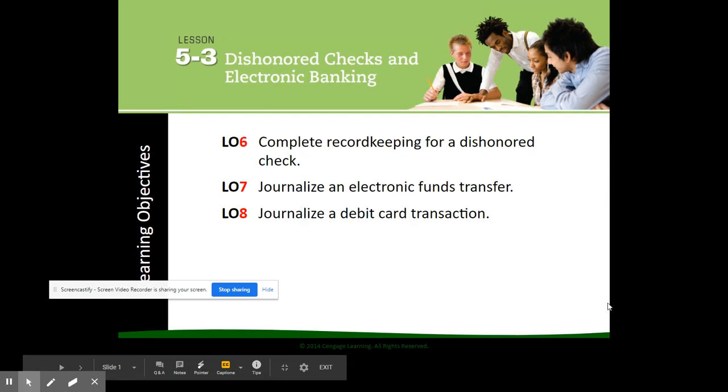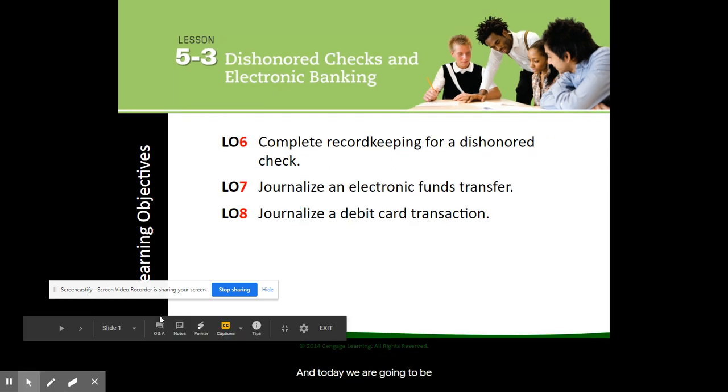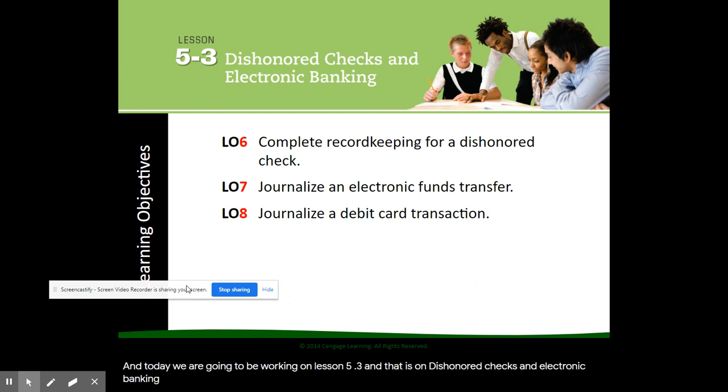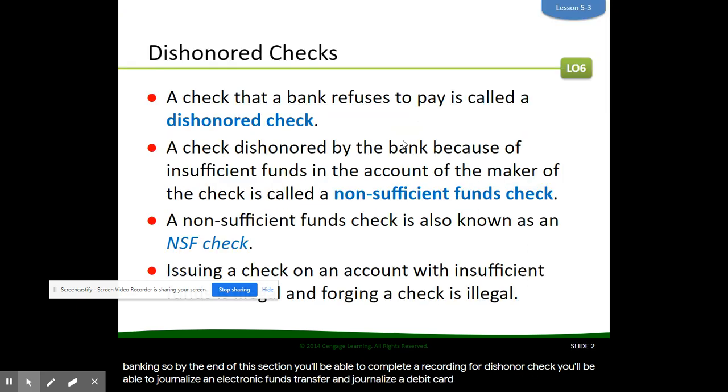Hi, everyone. Today we are going to be working on lesson 5.3, and that is on dishonored checks and electronic banking. So, by the end of this section, you'll be able to complete a recording for a dishonored check. You'll be able to journalize an electronic funds transfer and journalize a debit card transaction.